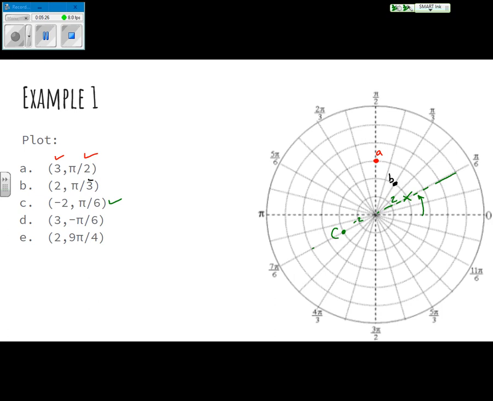Think of it as a number line right here. All right? And so here was 1, here was 2. Negative 2 is in that spot. There's negative 1, there's negative 2. That was kind of weird.